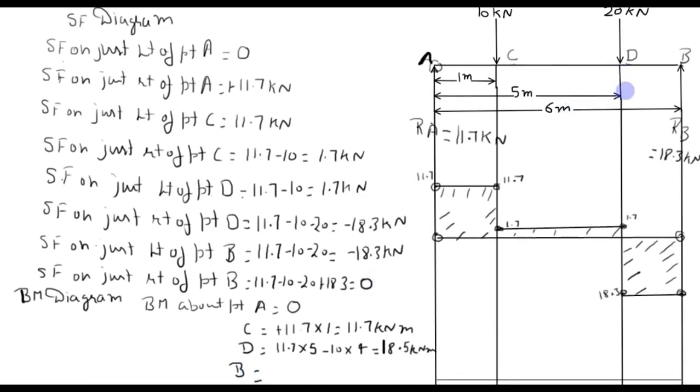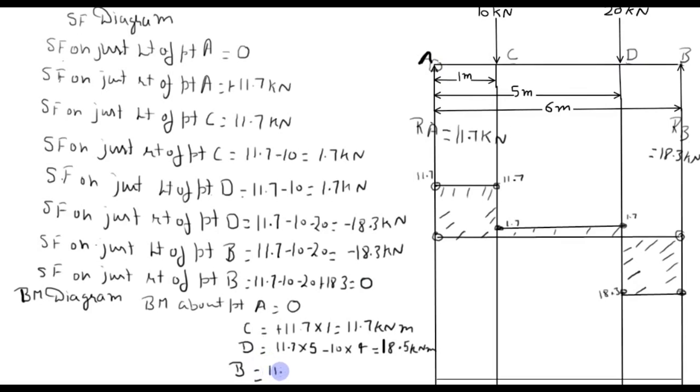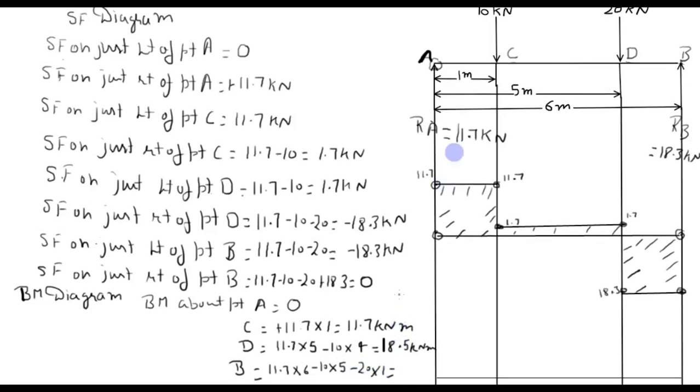Now the last point is point B. On the left side of point B there are three forces. First one is RA 11.7, it is at a distance of 6 meter from point B. Next is 10 kilonewton at a distance of 5 meter, and 20 kilonewton at a distance of 1 meter. 11.7 tends to rotate the beam in clockwise direction, so positive. 10 and 20 both tend to rotate the beam in anti-clockwise direction, so both are negative, so net effect becomes 0.